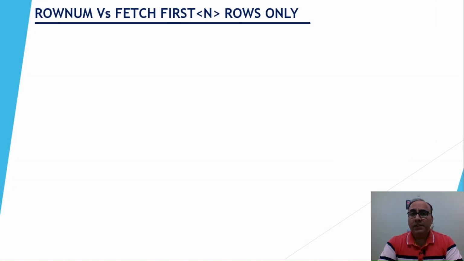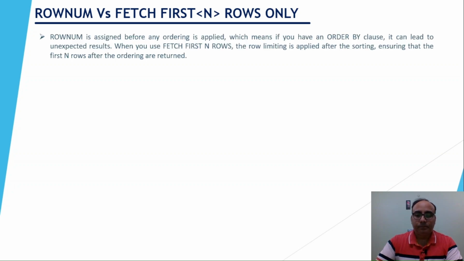Now let's try to understand the difference between ROWNUM and the fetch first n rows clause. As I said, ROWNUM is basically assigned before any ordering is applied, which means if you have an order by clause, it can lead to unexpected results or some inconsistency in your results. But in case of fetch first n rows, first the order by clause will be applied and then after that row limiting is applied.